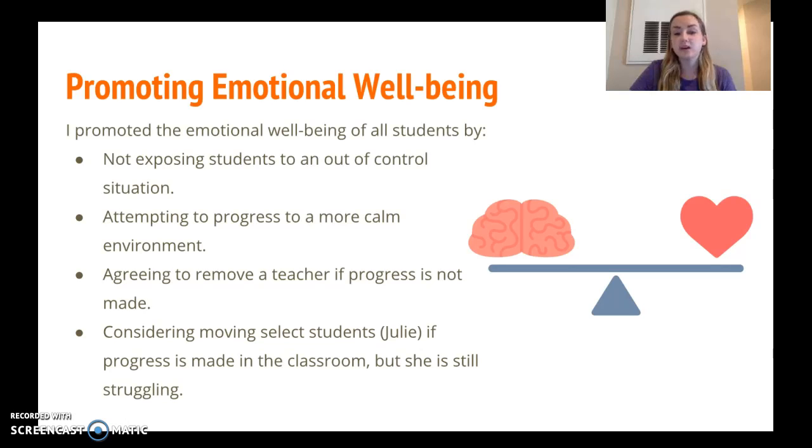Secondly, emotional well-being. I didn't want to expose students to an out-of-control situation, which is why I removed Mrs. Horton after the meeting. I'm also attempting to make progress to a more calm learning environment that supports the needs of all students. I'm also agreeing to remove a teacher if she doesn't make progress. So if students are being harmed here, she's not making progress, she's getting removed. And then finally, I'm considering moving select students if there's progress with Mrs. Horton, but some students are still struggling.